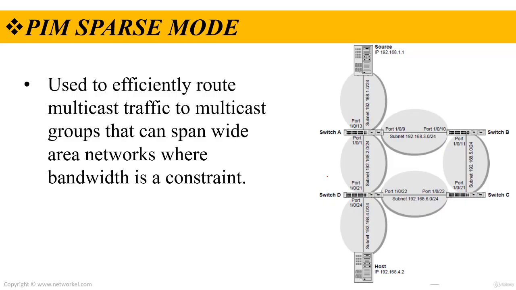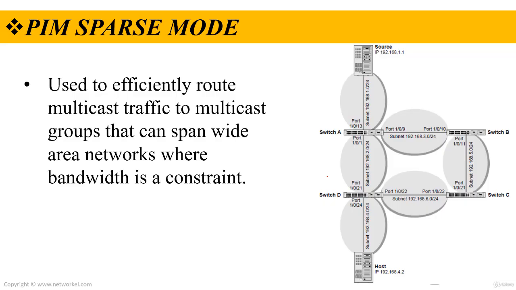In such cases, PIM sparse mode provides a means to switch to more efficient source-specific trees. A data threshold rate is defined for toggling between trees, and PIM sparse mode uses a bootstrap router, BSR router, which advertises information to other multicast routers about the rendezvous point.